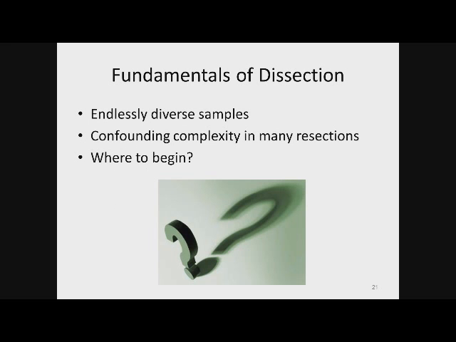So to look at the dissection that we're going to discuss, or the possible grossing applications for the histotechnician, we have to come up with an idea of where to start. There's an endlessly diverse group of samples that could come into the gross room. Oftentimes with resections, we have very large tissues with confounding complexity, and it can be very overwhelming. So where do we begin?